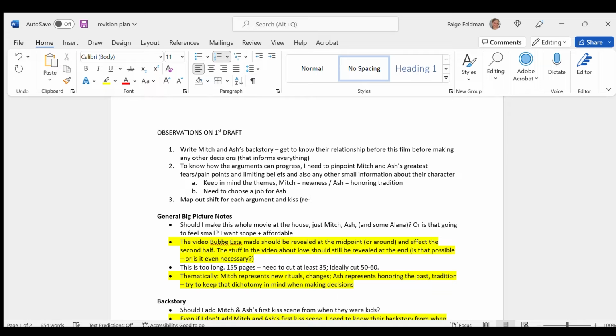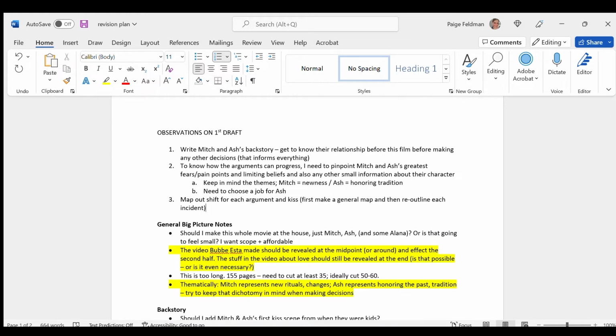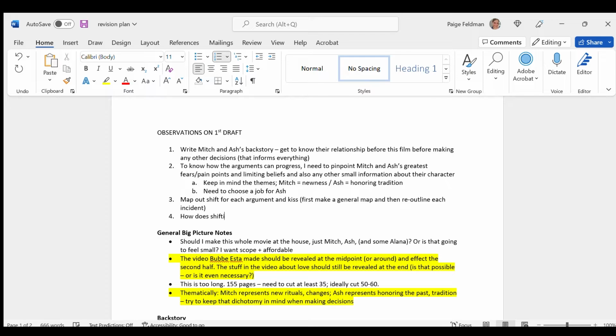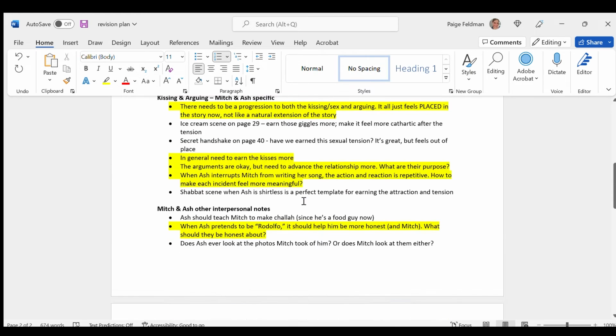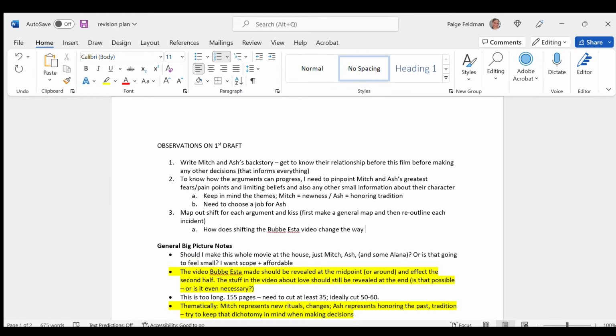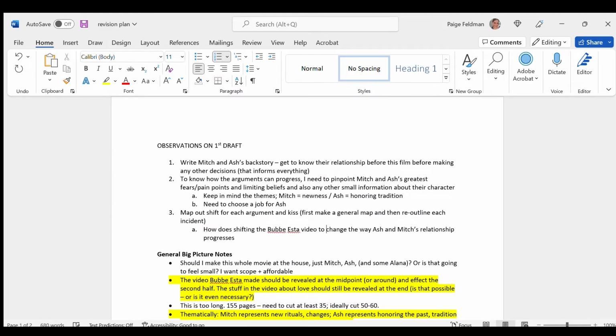When I have all my character work done, I'll map out how each argument and kiss shifts and shapes Mitch and Ash's relationship, starting by making a general map of how the relationship should shift, and then going back into each individual argument/kiss and outlining how those pieces fit into the greater arcs. This is also where I'll confront the structural change of moving a reveal from mid-act 3 to mid-act 2, and hopefully use it to make the repetitive segments more dynamic.